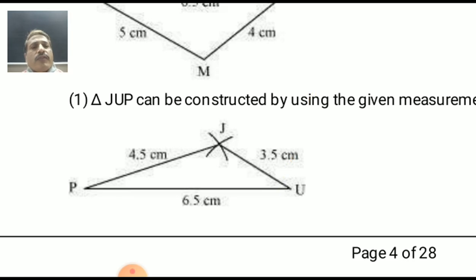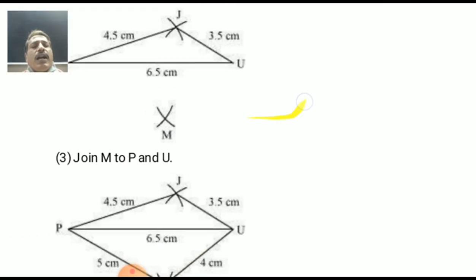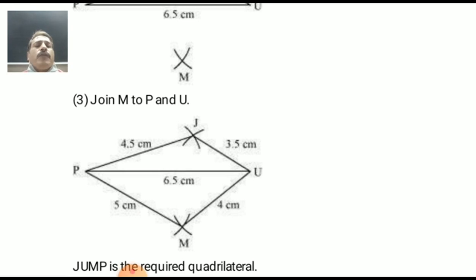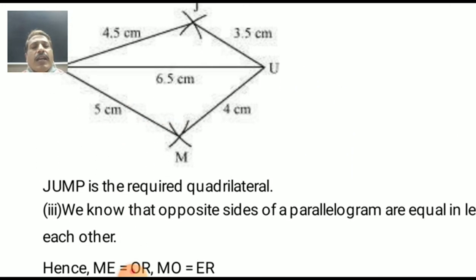Okay, very good, students. Now look at the third point of this one. Now JUP is ready. I want to draw another point, M, which is 4 centimeter away from U and 5 centimeter from P. Same process, same thing. We can draw it and mark a point M. Can you understand here, students? I am showing here point M. Yes, at the intersection of both the measurements, I will get a point M. Join this point with P and U, and I will get the JUMP quadrilateral.